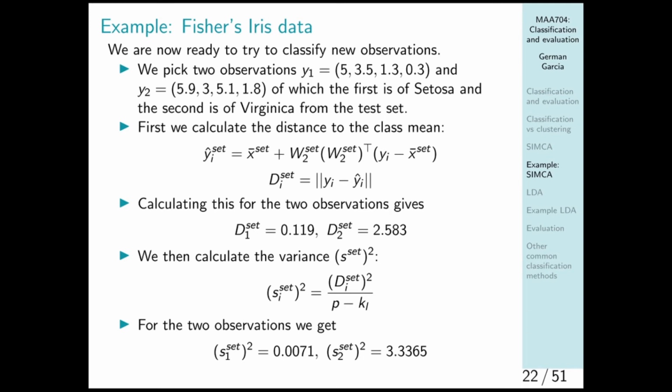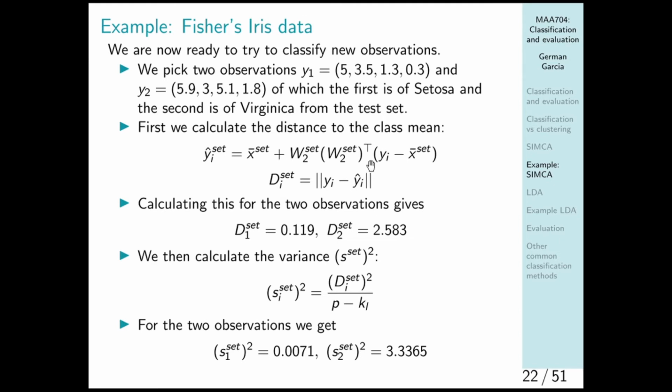So now that we have already gone through the process, we start the next step, which is to try and use this trained method to classify new observations. So let's pick two observations. This is the first one, this is the second one. We know the first is of Setosa and the second one is of Virginica from the test set. Remember that we have 3 different flowers.